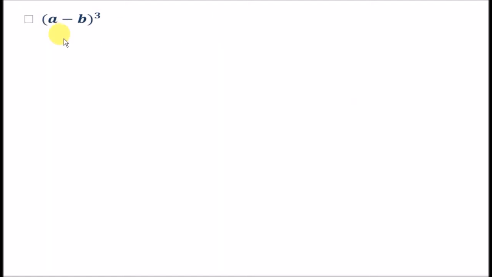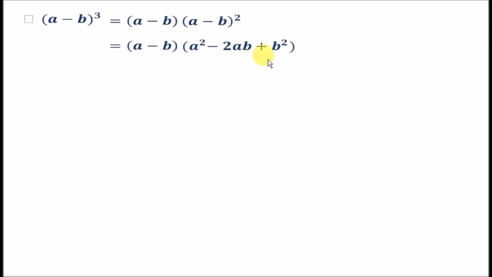Now similarly, (a − b)³ is a − b being multiplied 3 times. So (a − b)³ can be expressed as (a − b) into (a − b)². Similarly, (a − b)² is a² − 2ab + b². Using the distributive property, a into (a² − 2ab + b²), and then minus b into (a² − 2ab + b²).